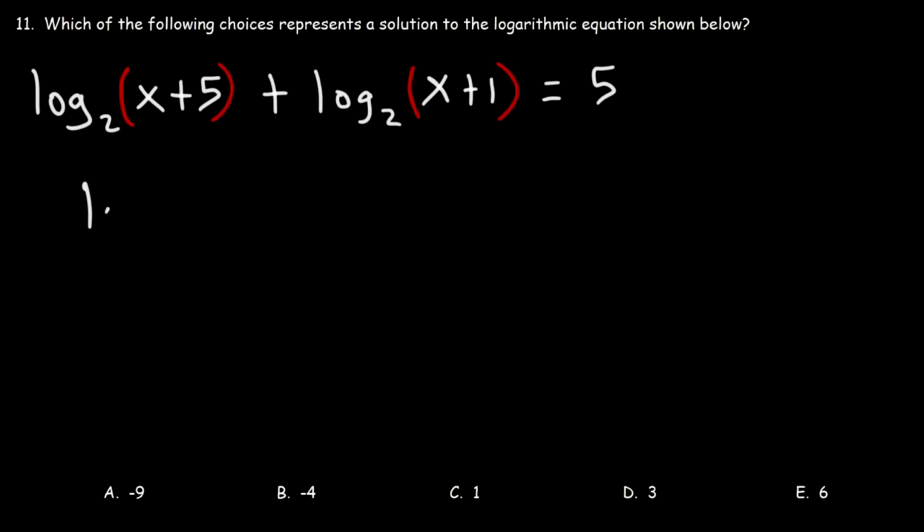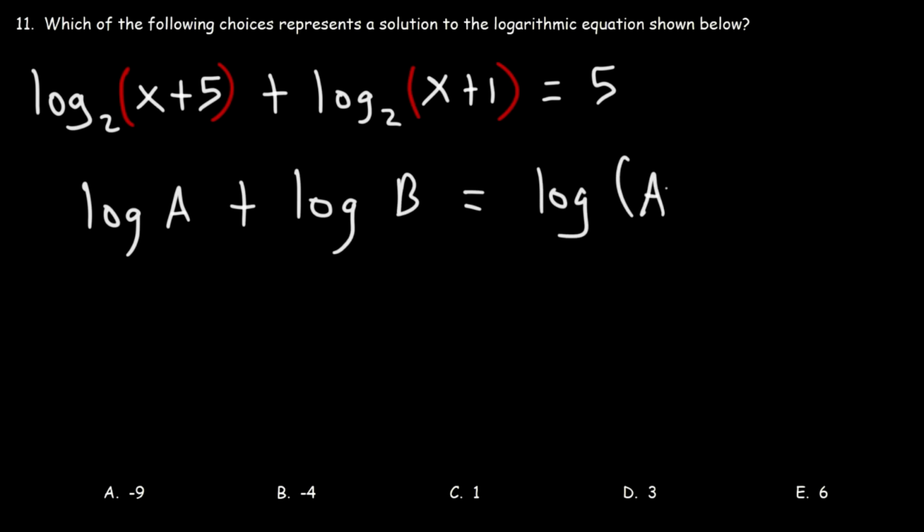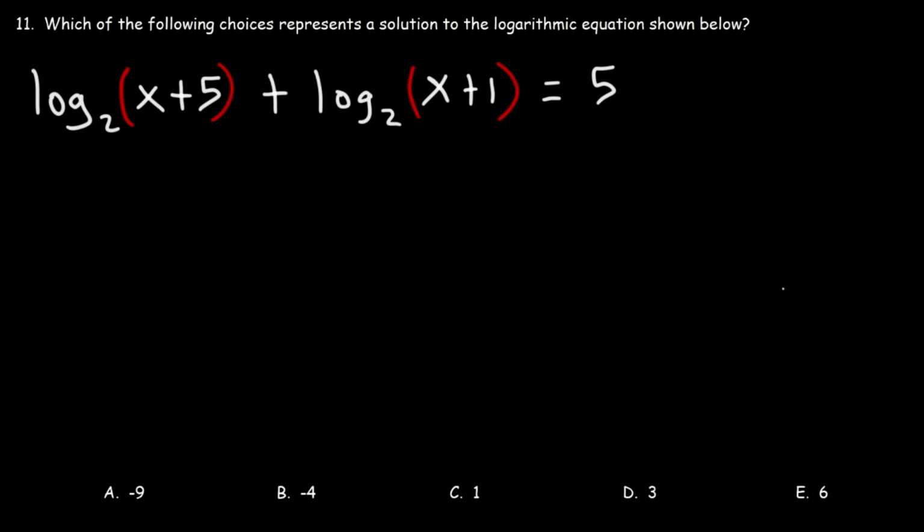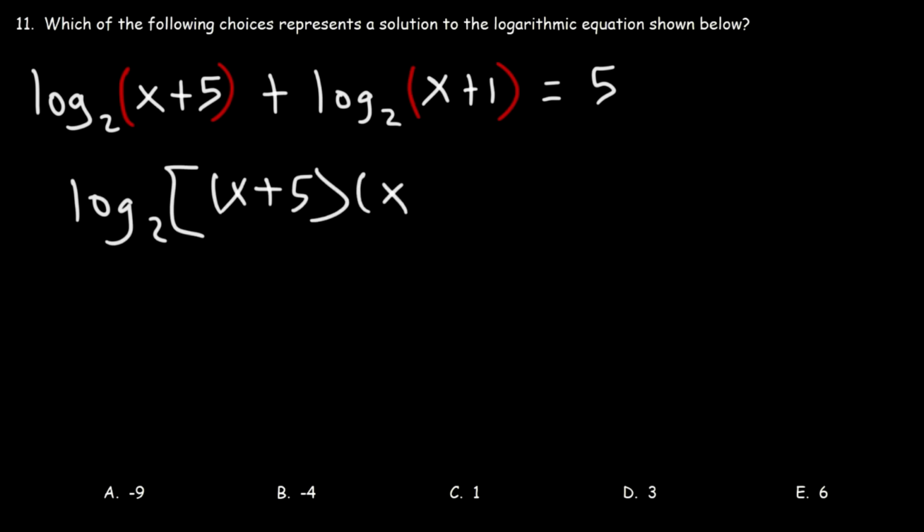Well, you need to be familiar with some of the properties of logs, particularly this one. Log A plus log B is equal to log AB. So you can take two log expressions and combine them into a single log by multiplying A and B. So that's what we need to do in this example. We need to condense the two logarithmic expressions into a single log by multiplying x plus 5 with x plus 1.